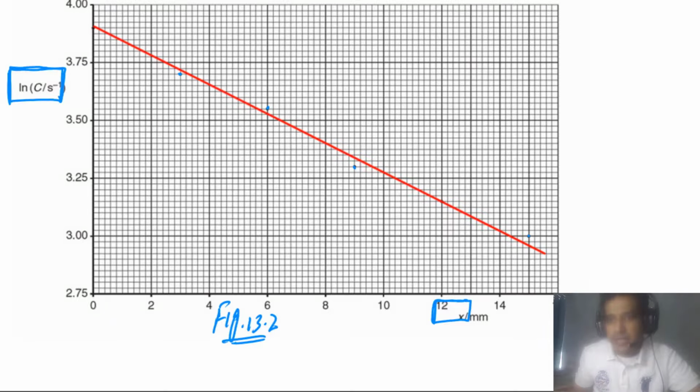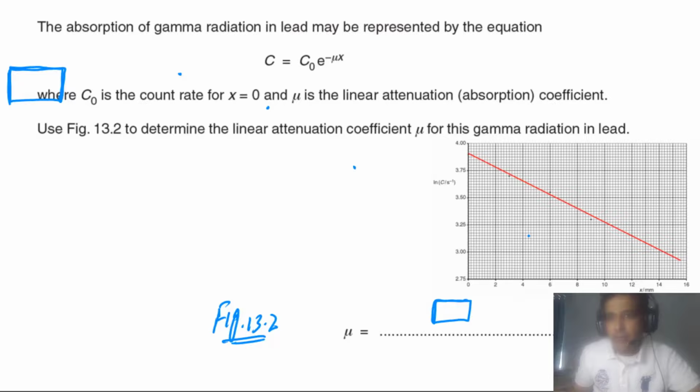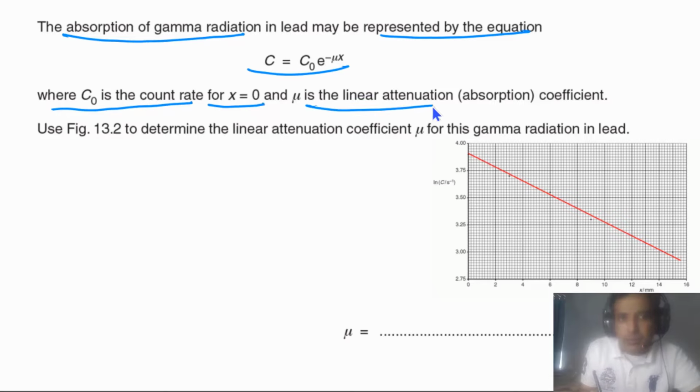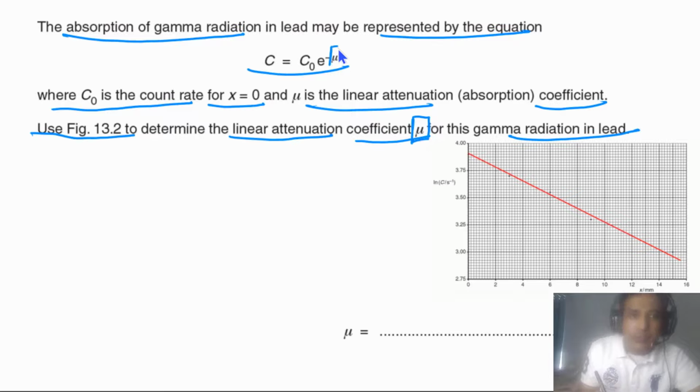Now we will go to the next part and try to answer the next question. For this question it is given that the absorption of gamma radiation in lead may be represented by this equation, where C0 is the count rate for X equal to 0 and mu is the linear attenuation coefficient. Use figure 13.2 to determine the linear attenuation coefficient mu for this gamma radiation in lead. So we have to determine the value of mu. Mu is given here.